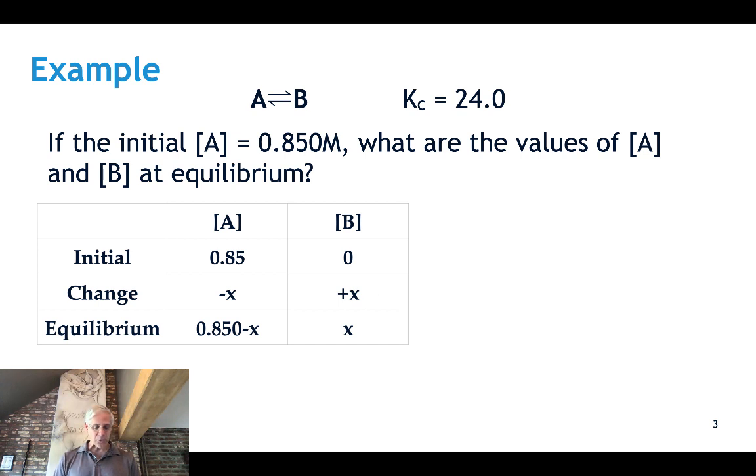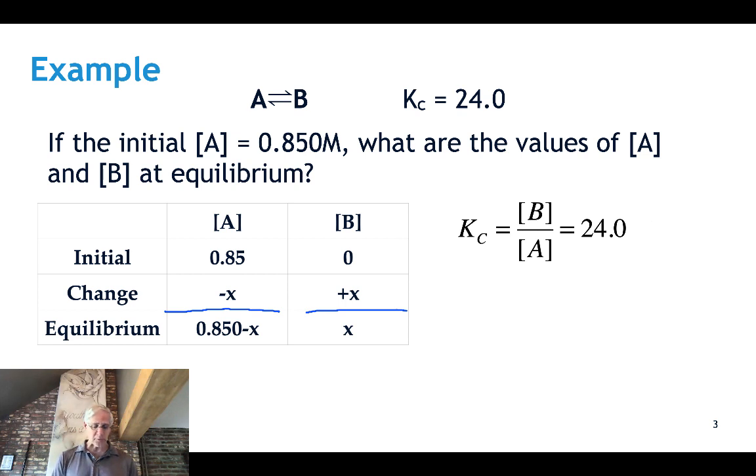And so at equilibrium, this is just the sum of these two values. If you want, I can draw a little line right there and a little line right there. So 0.85 minus X is equal to 0.85 minus X, and 0 plus X is equal to X. So we don't know our equilibrium concentrations yet, but we do have them set up as a single unknown variable. And if I have an equation with a single unknown variable, I can solve that equation.